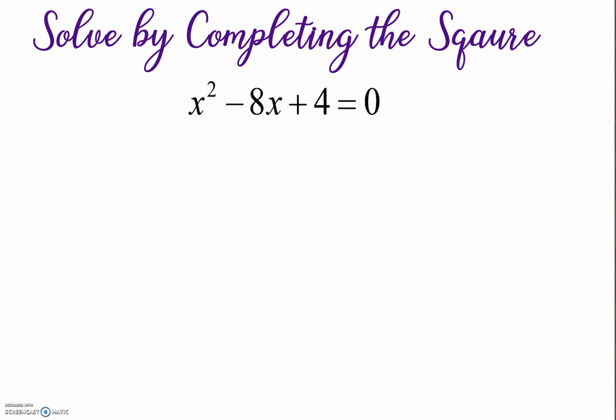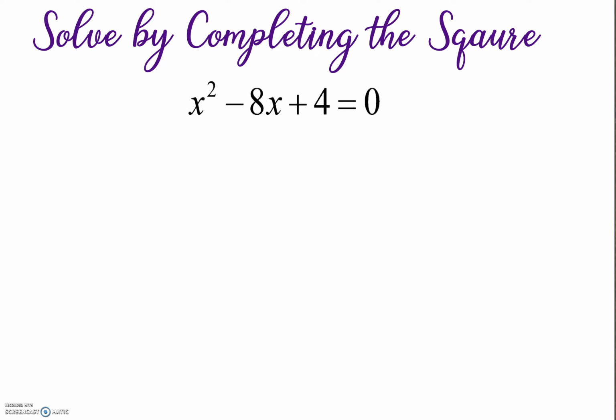Okay, so if we're looking at x squared minus 8x plus 4, and we try to factor it, we're going to think of two numbers that multiply to 4 and add up to negative 8. We should notice that there are no two numbers that multiply to 4 and add up to negative 8. So one way that we could solve this quadratic is by completing the square.